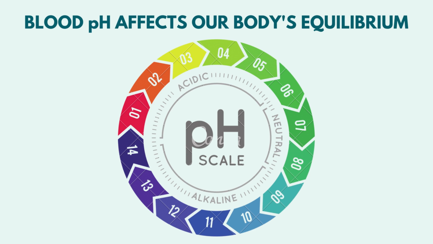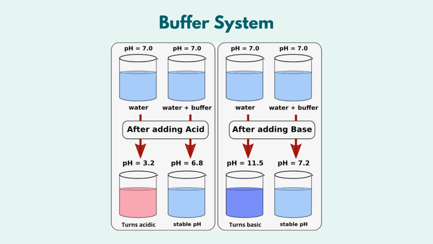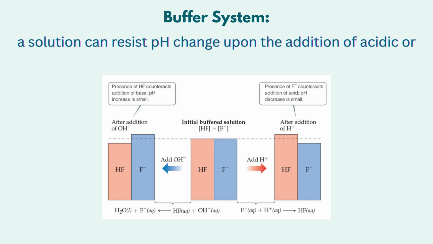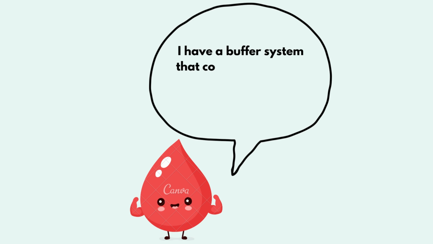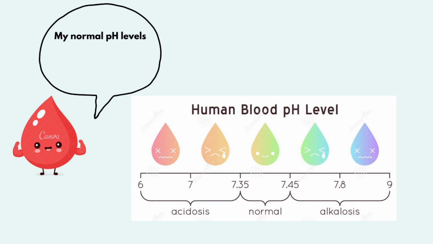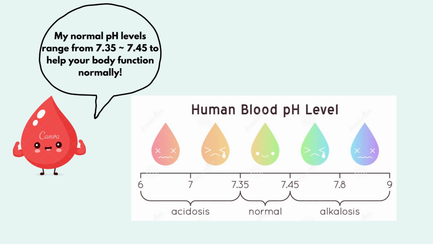So we now have a basic understanding of how blood functions so our bodies are safe in dire situations. Let's dig deeper into how blood pH can also affect our body's equilibrium. An important component of homeostasis in our body is the use of a buffer system, in which a solution can resist pH change upon the addition of acidic or basic components. In our blood, we have a buffer system that contains carbonic acid, H2CO3, and a bicarbonate anion, HCO3-, to maintain a blood pH between 7.35 and 7.45 for our body to function normally.